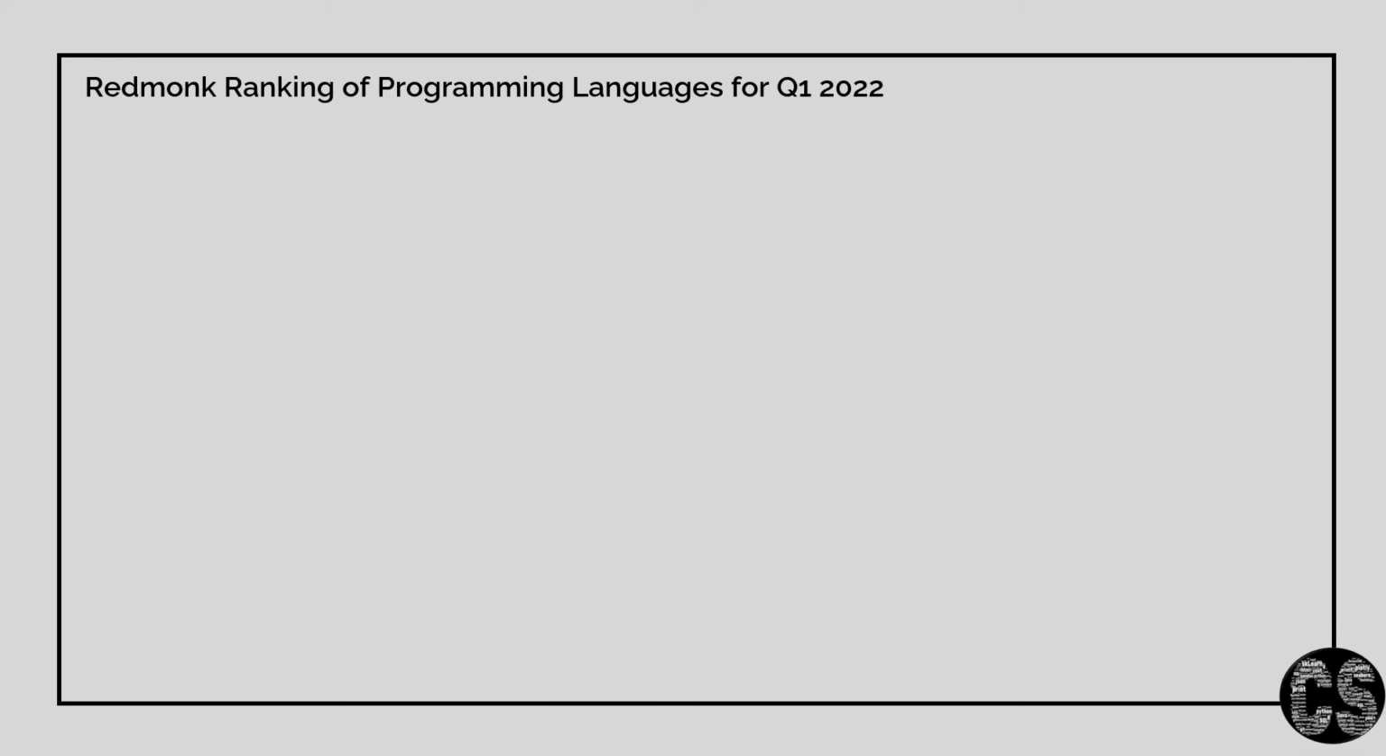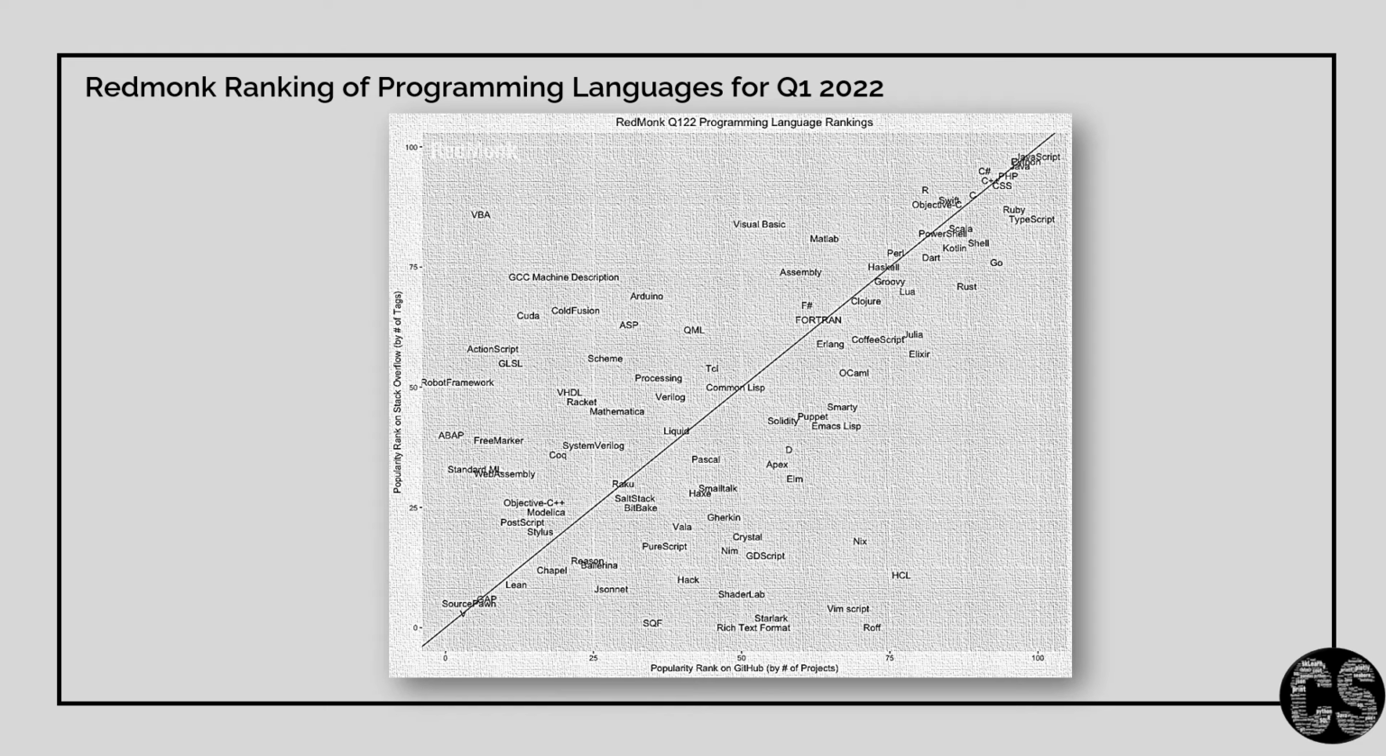Now let's see the RedMonk ranking of programming languages for Q1 2022. The graph you are seeing is basically a popularity ranking on Stack Overflow, which is a go-to option for coders when they want to see any solution, and a popularity rank on GitHub. GitHub, you know, is the area where everyone goes to upload their projects and showcase their work. So when we look at the intersection point, we would see that Python occupies a very high spot. Python is ranked second when it comes to the intersection of Stack Overflow and GitHub.